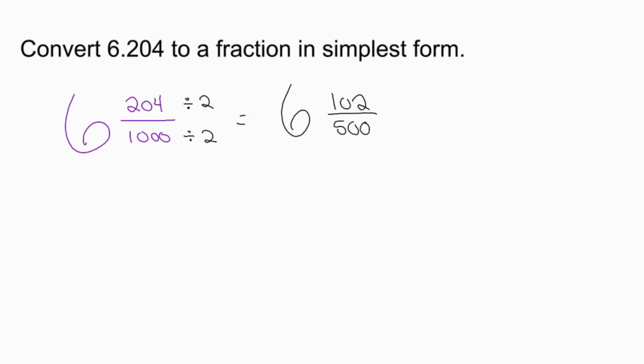But then you take one more look at that fraction and say, wait a minute, those are both still even. So I can divide both of those by 2 again. So that's what I'm going to do. 102 divided by 2 is 51. 500 divided by 2 is 250. That 6 lives out in front. You can't simplify 51 and 250, so this fraction is done.